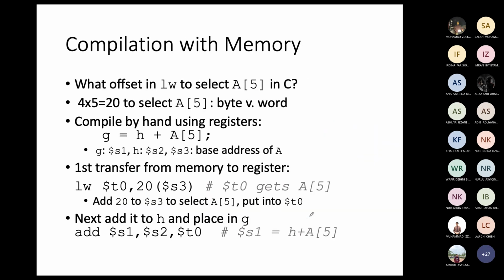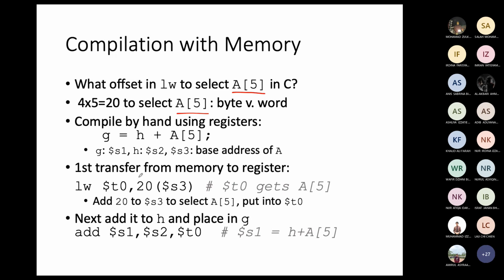Next is compilation with memory. What offset in load word selects A index 5 in C? If we want to represent A index 5 in C, we take the 5 and multiply by 4 bytes, and you will get 20 for the offset. So to select A5, we then compile by hand using registers. For example, G is equal to H plus A index 5.